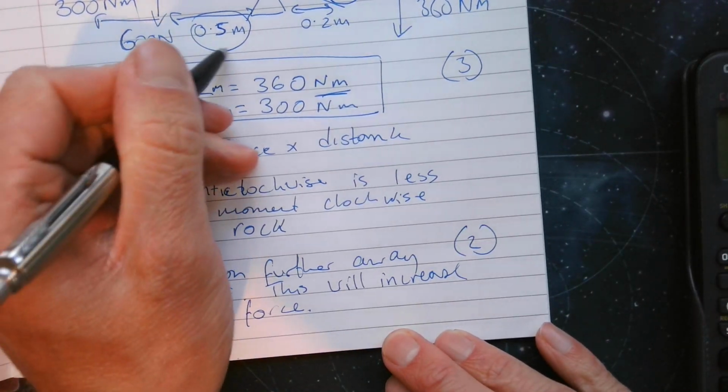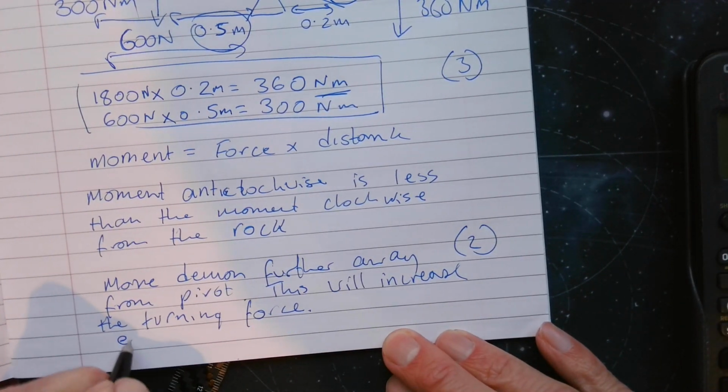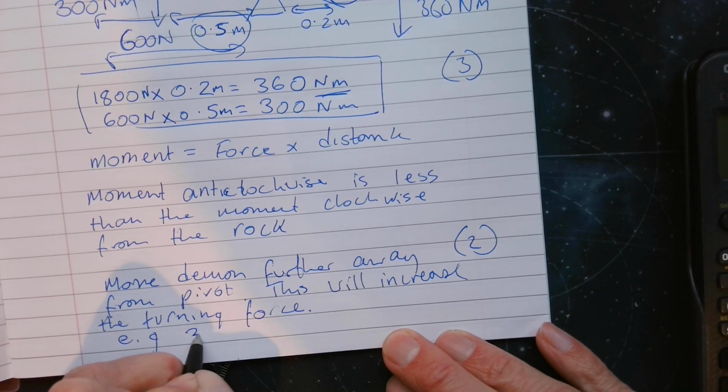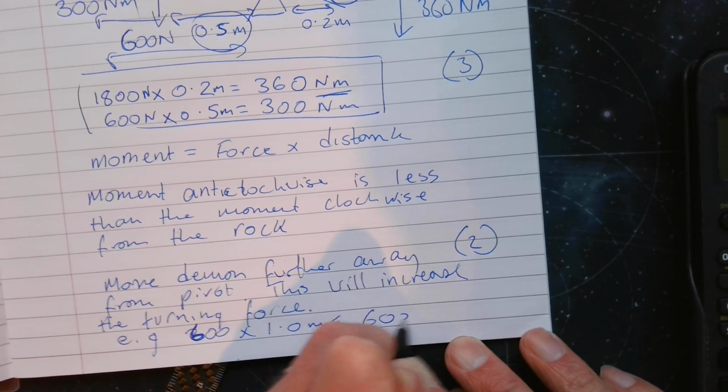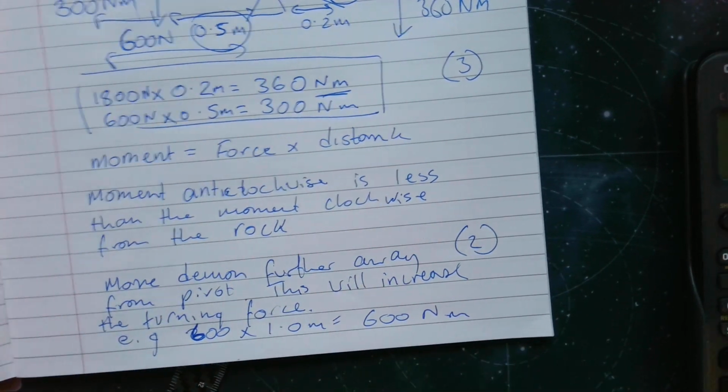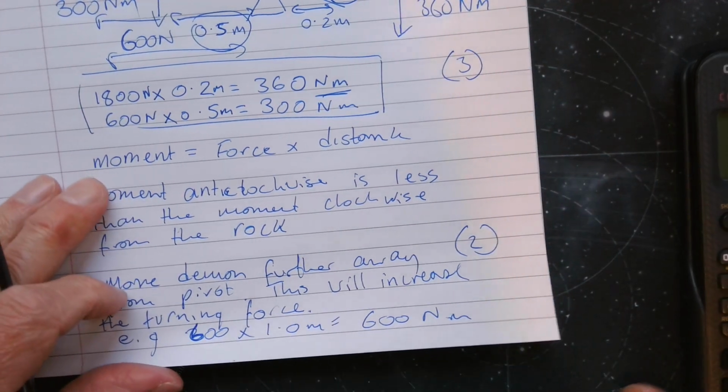We could give an example, let's say, e.g. 600 times 1 meter equals 600 Newton meters, and then it would turn.